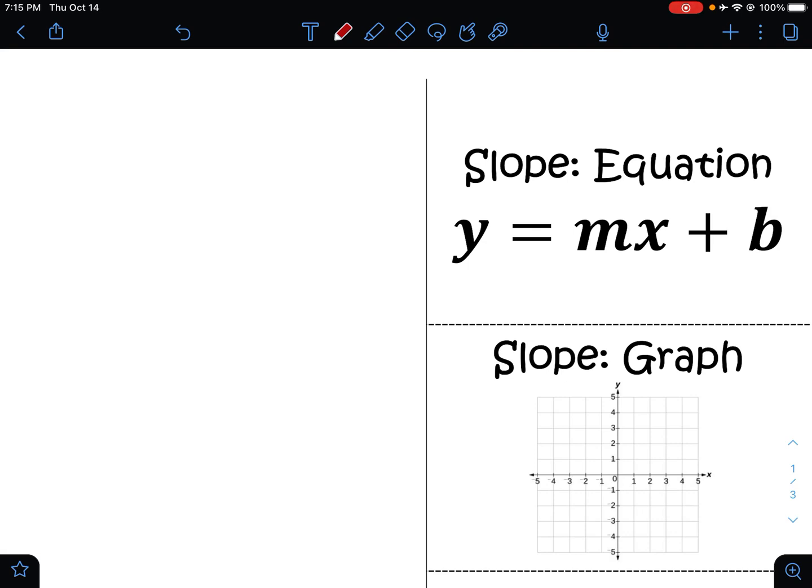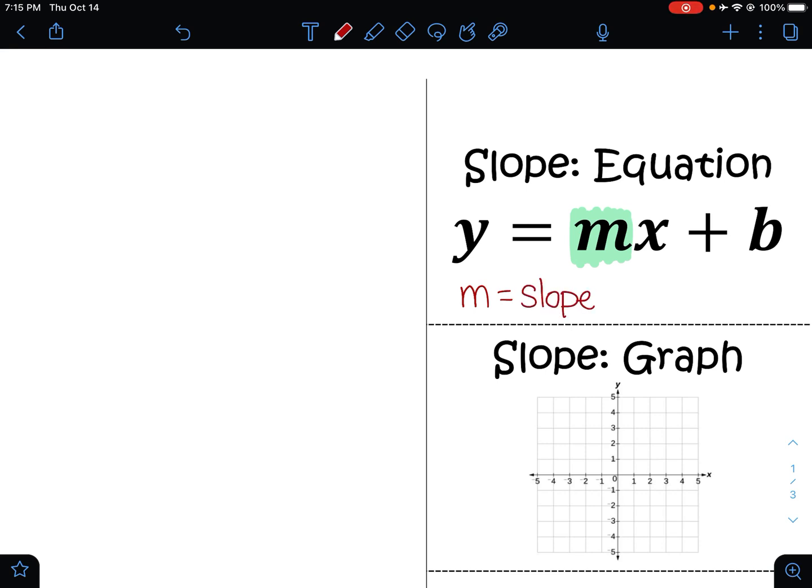In this video we're going to talk about slope from an equation and slope from a graph. We've already talked about slope from an equation when it's in slope-intercept form. Remember that m represents our slope. It is the number in front of x. It is just a number, so m equals slope.